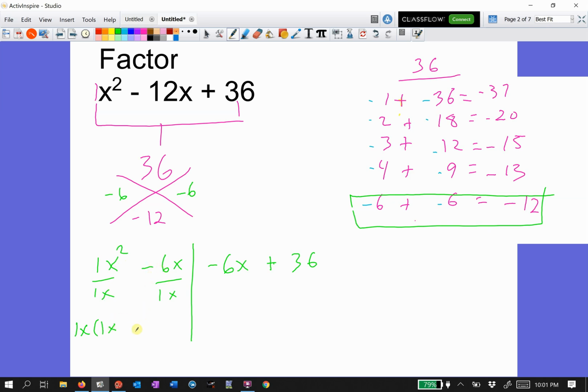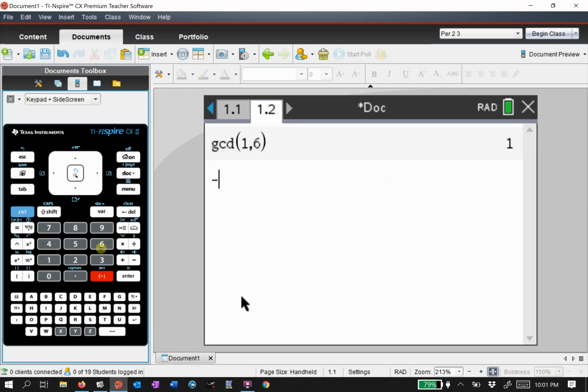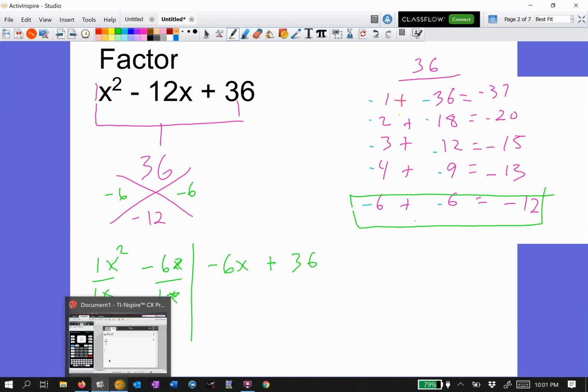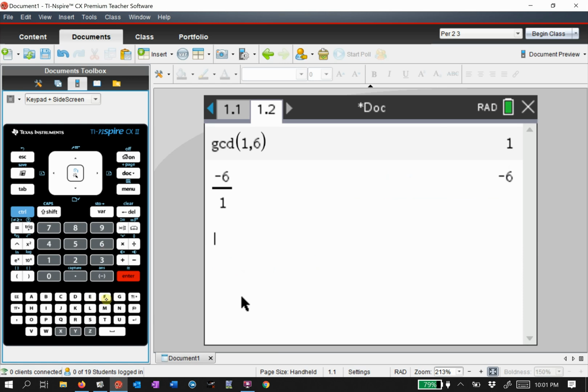Negative 6 divided by 1. If you do not know how to do that, please use a calculator. Negative 6. x and x, just cross that stuff off. And that's the first part. The second part, we've got negative 6x and 36. So negative 6 and 36. So I'm just going to go GCD of 6 comma 36. It's going to be 6.